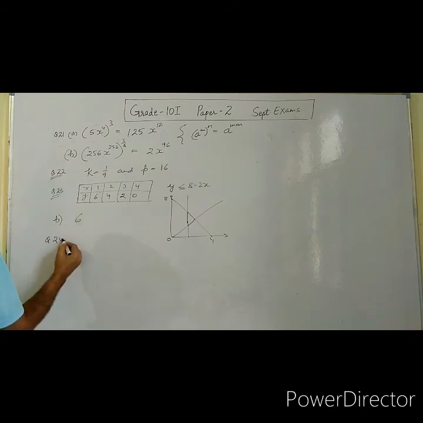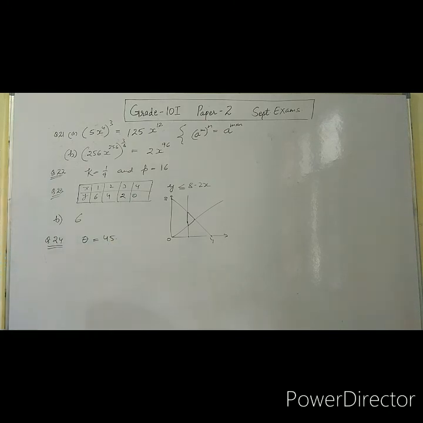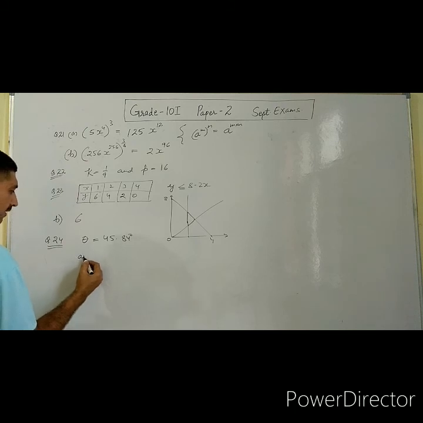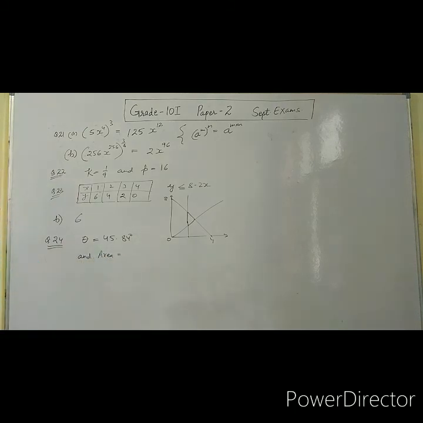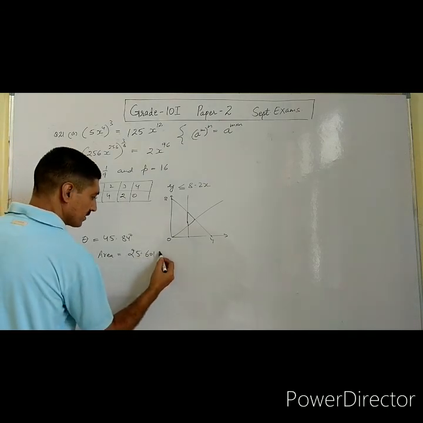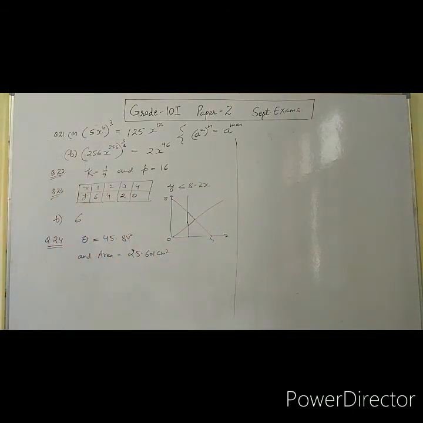So whereas question number 24, in question number 24, the theta is given, the angle is found to be 45.84 degree, and the area of sector is 25.601 centimeter square, right? So this is about question number 24.